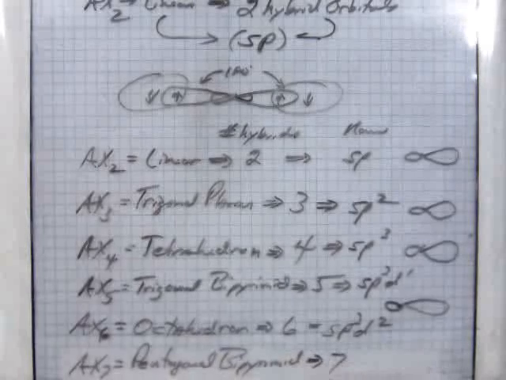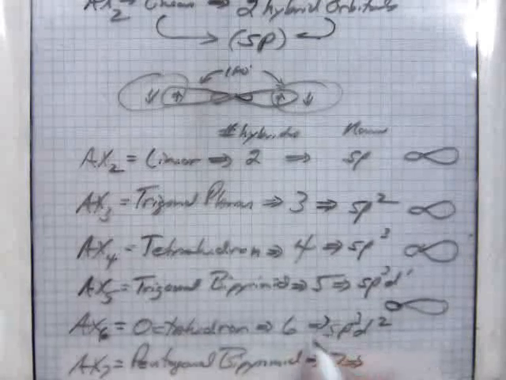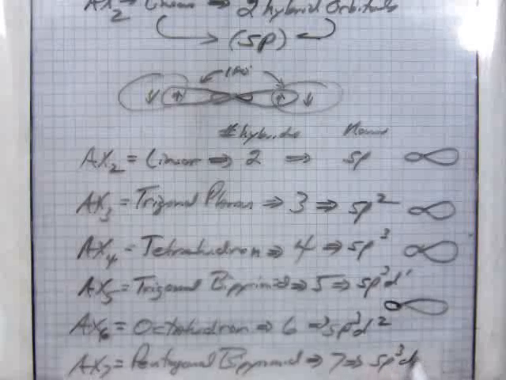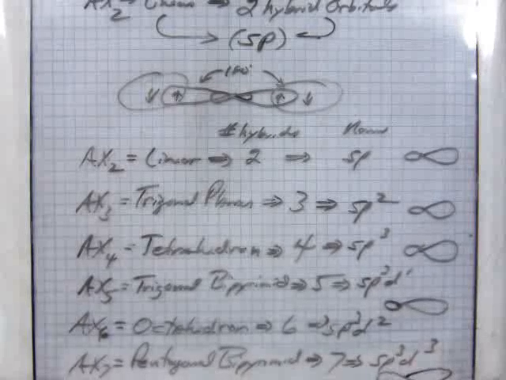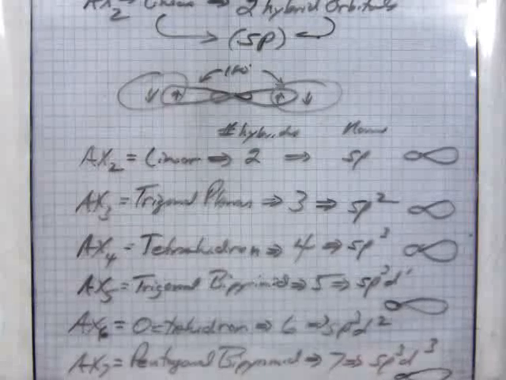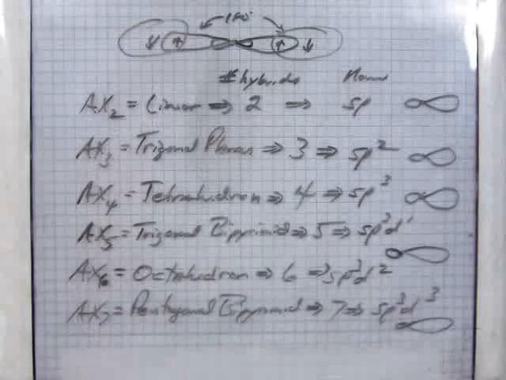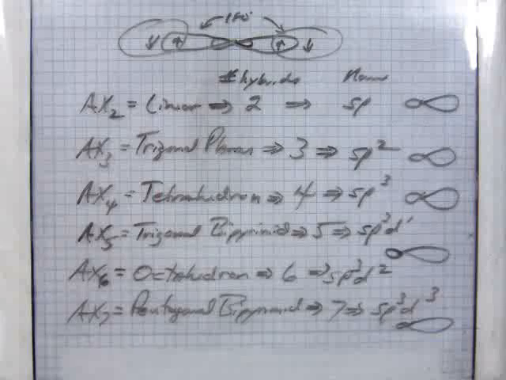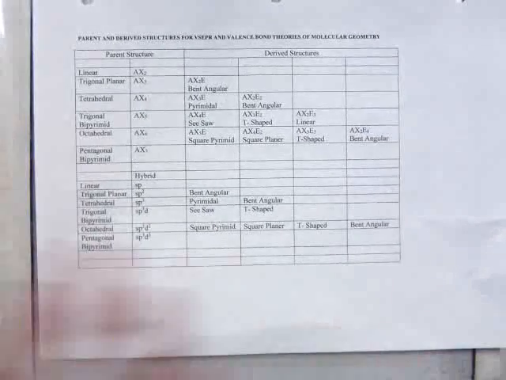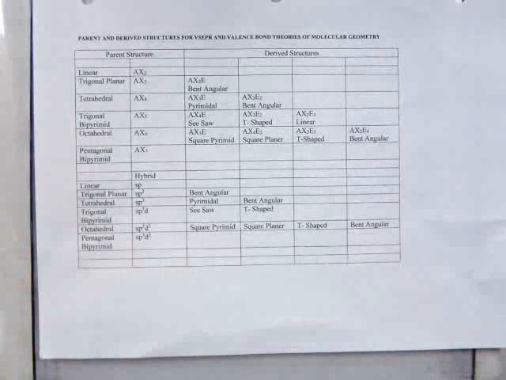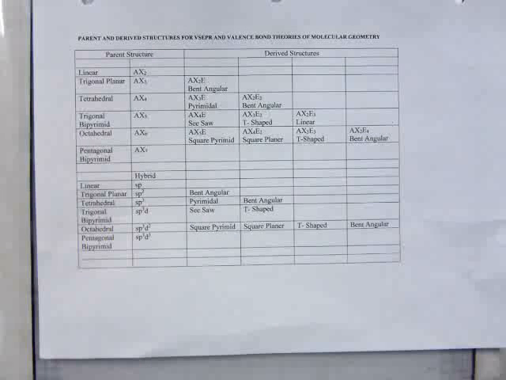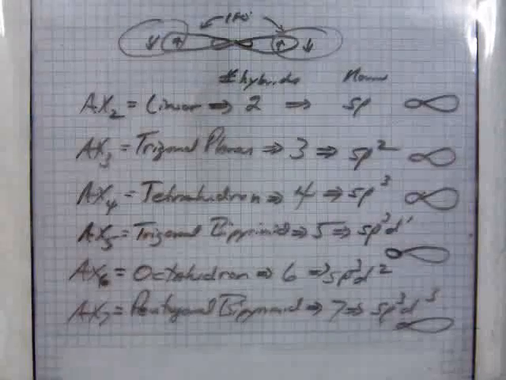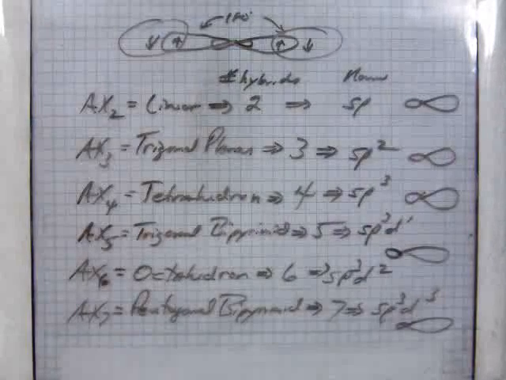Has seven hybrids, which is sp3d3 hybrid, and they all look alike, as you see on the handout that I've given you. So now we want to apply this idea to selective molecules and define the type of hybrid orbitals that will be used in defining geometry by the valence bond theory.